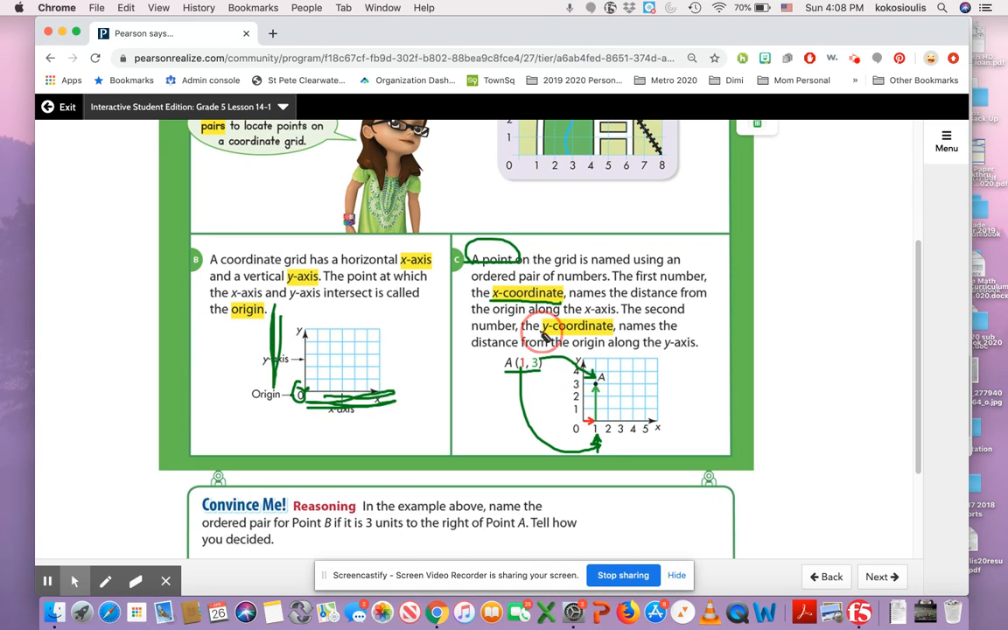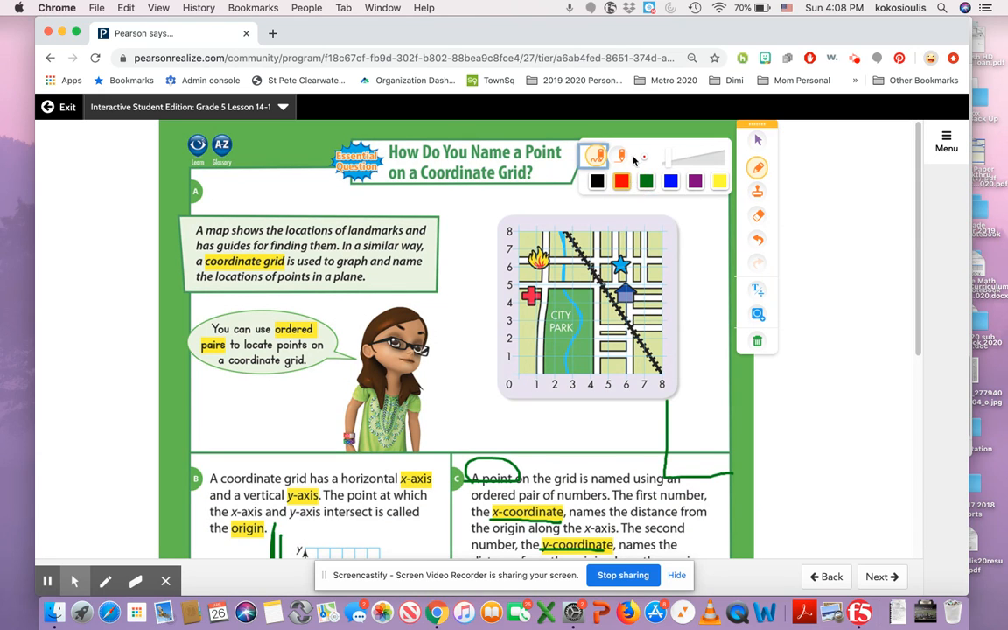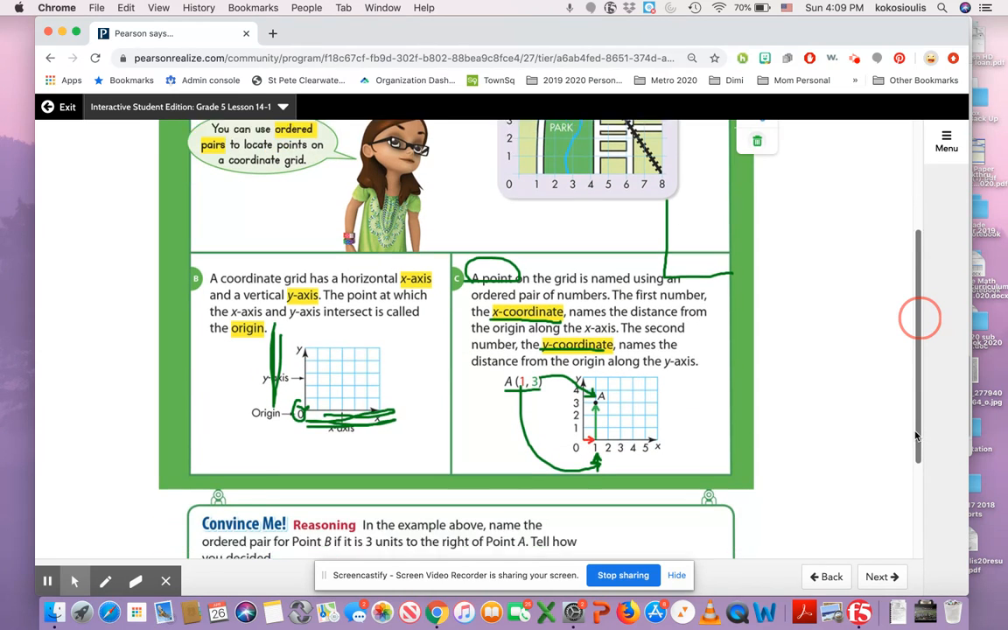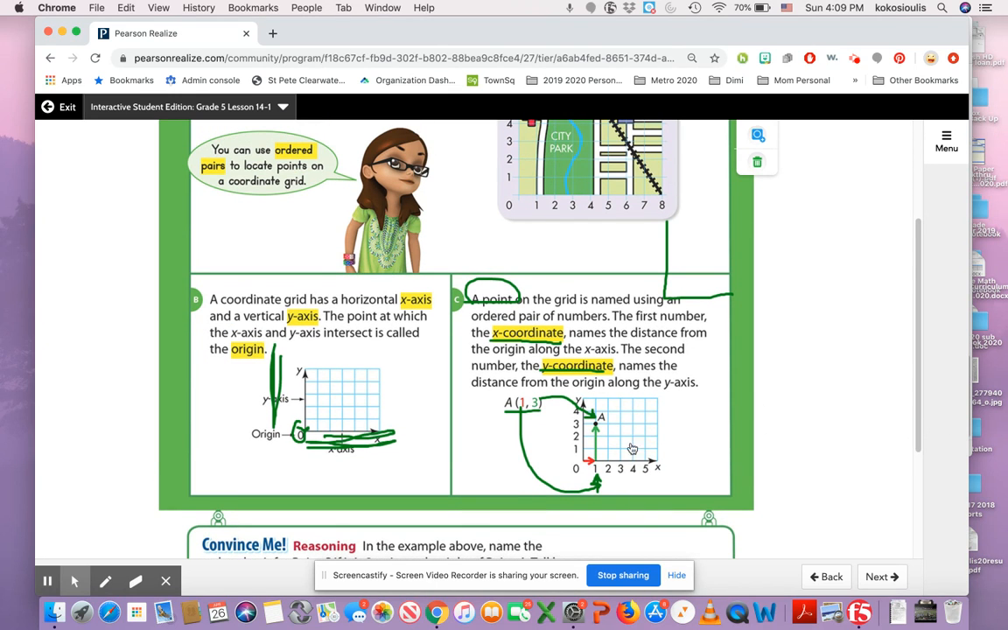The second number is the y coordinate. It names the distance of how high you go. Now, this is how I remember it. Let me get a different color here so you can see. A lot of people forget which one is x and which one is y. I always remember this one's x, and I remember this is y because of the long y right here. It's long, so I remember that that's y. That's what we're going to be doing today. We're going to put points on a grid, and it might seem tricky, but it's really not.